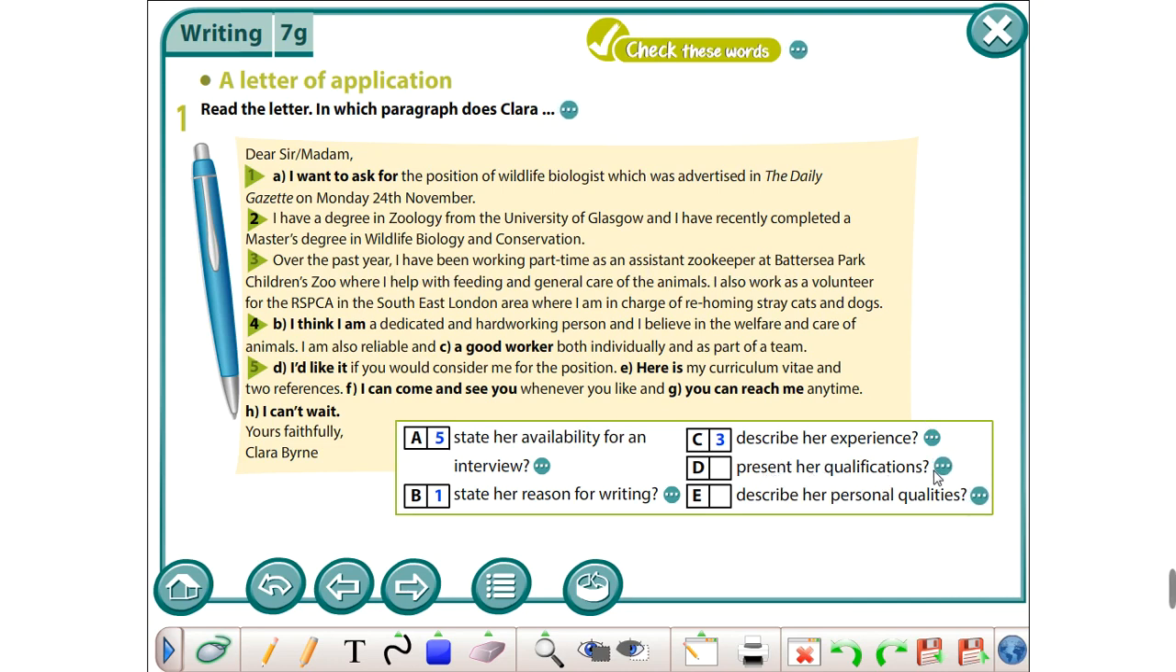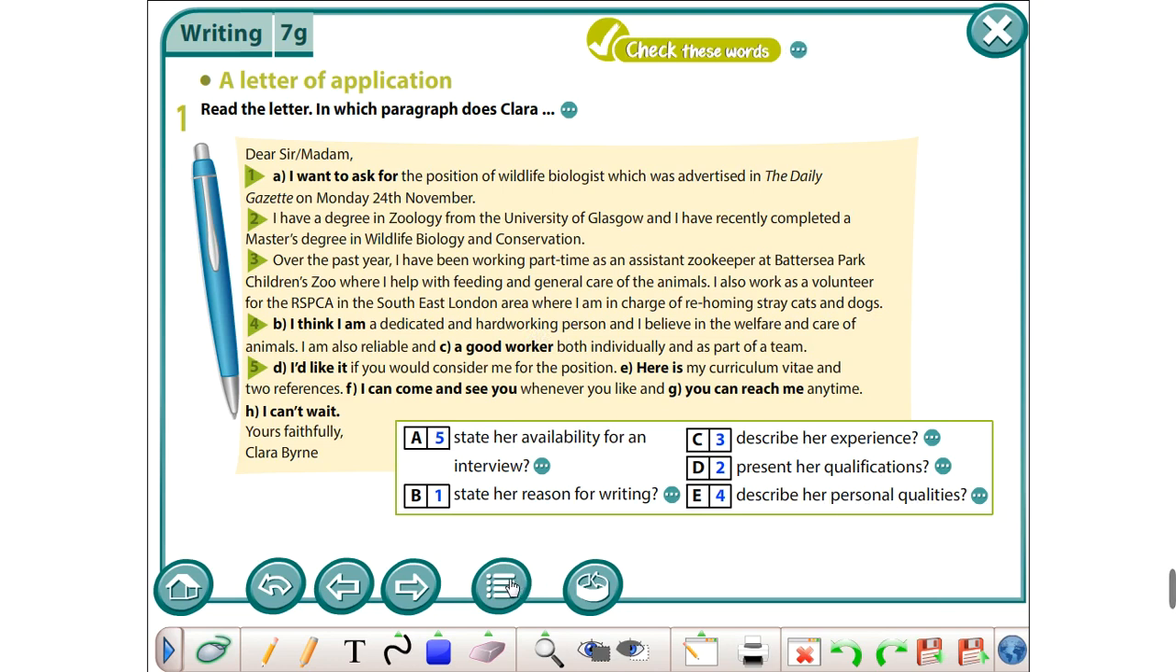Present her qualifications. In paragraph number 2. I have a degree in zoology from the University of Glasgow. Describe her personal qualities. Paragraph number 4. I think I am a dedicated, hard-working person. So, here are her personal qualities.